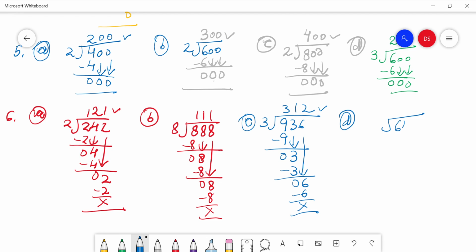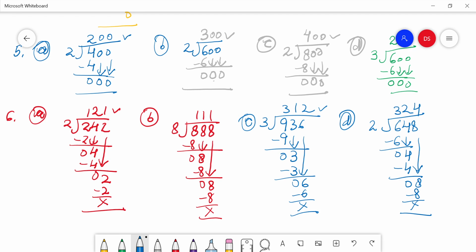Now D part of it is 648. 648 divided by 2. 2 threes are 6. Minus 6 is 0. Next digit is 4. 2 twos are 4. Last digit is 8. 2 fours are 8.